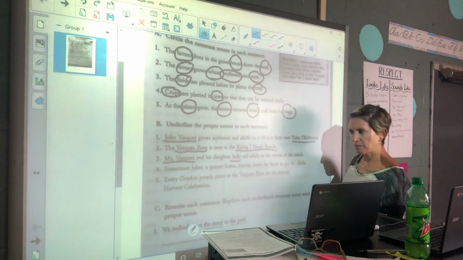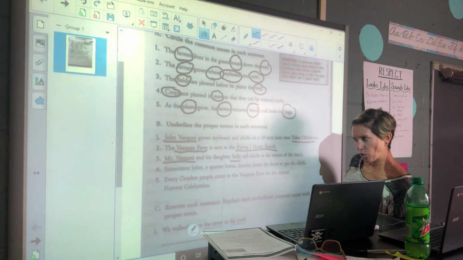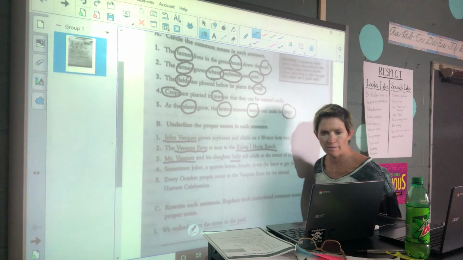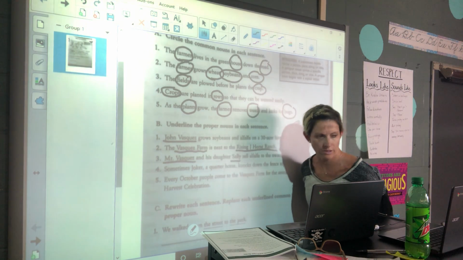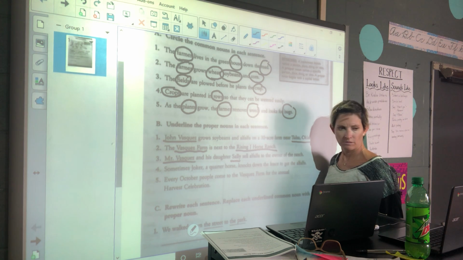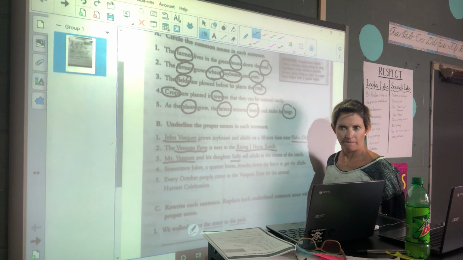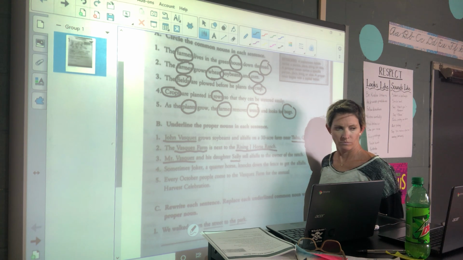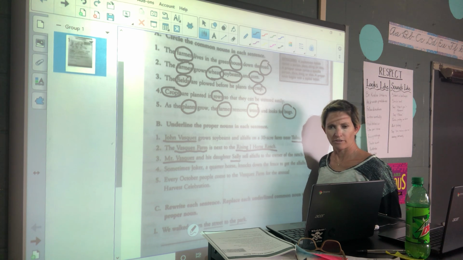Okay, number 4. Sometimes Joker, a quarter horse, knocks down the fence to get the alfalfa. There's only one there. What's the one proper noun in there? Jenna? Oh, she'll be right back. Okay. All right.